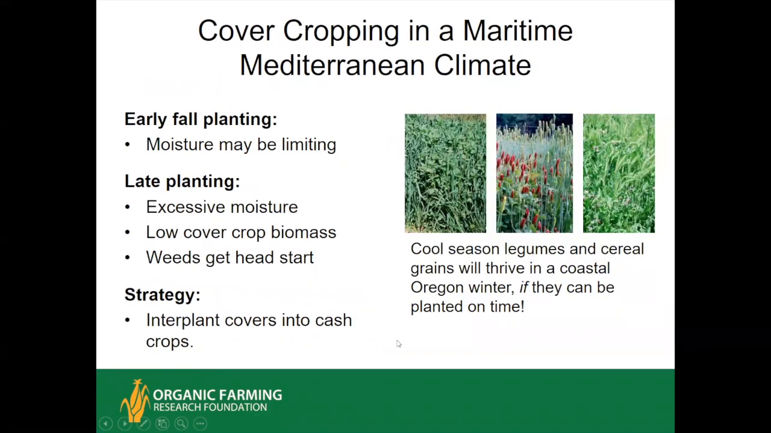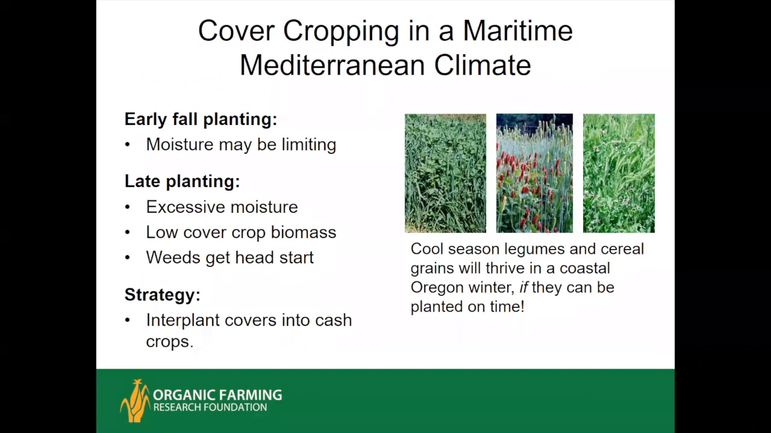So, all right, now back to some issues that are specific to the West. A maritime Mediterranean climate. We get lots of rain in the winter and not much in the summer. If you try to plant early in the fall and the rains haven't started yet, you may have a hard time getting that crop to come up.